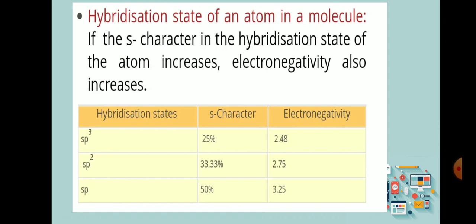Fourth, hybridization state of an atom in a molecule. If the S character in the hybridization state of the atom increases, electronegativity also increases. Hybridization states, S character and electronegativity.